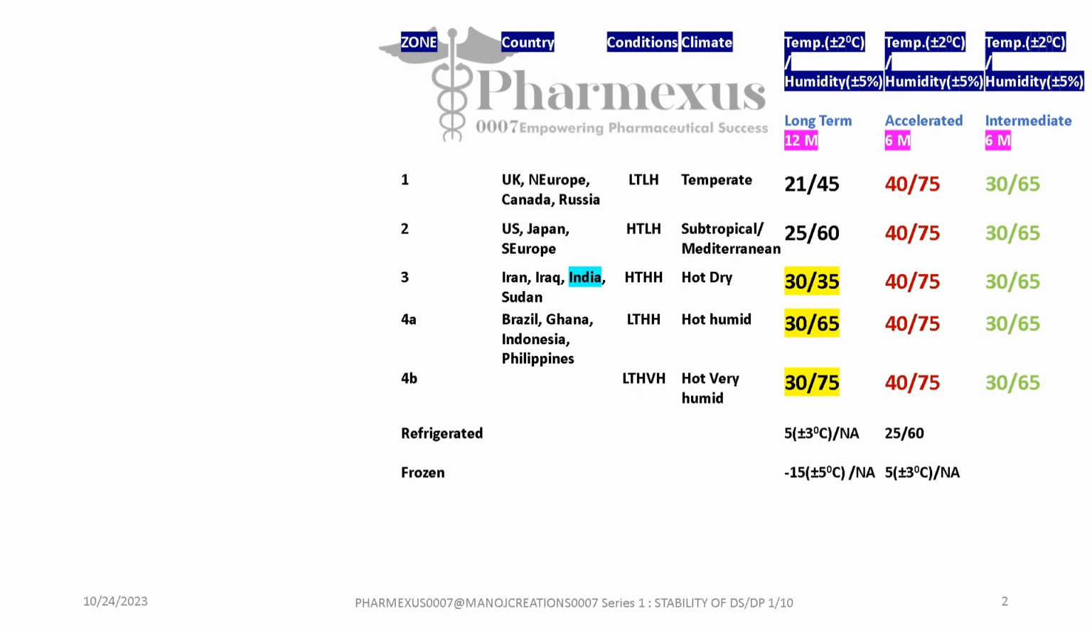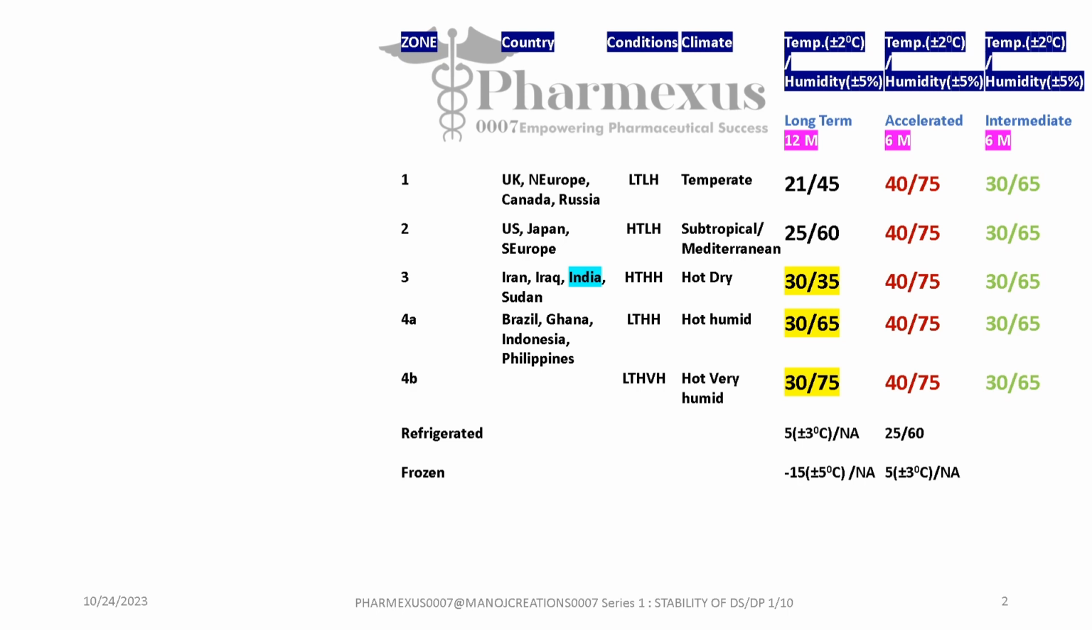Now let's visit the accelerated condition of 6 months. This will have, for all zones, a temperature of 40 plus or minus 2 degrees and a humidity of 75 plus or minus 5% conditions. Now the intermediate 6 month stability data will cover a temperature of 30 plus or minus 2 degrees centigrade and 65 plus or minus 5% relative humidity.